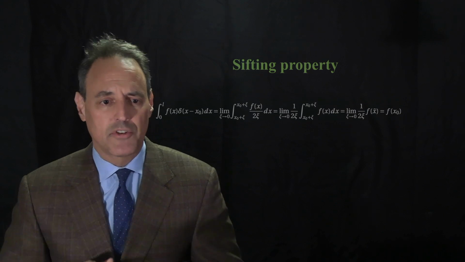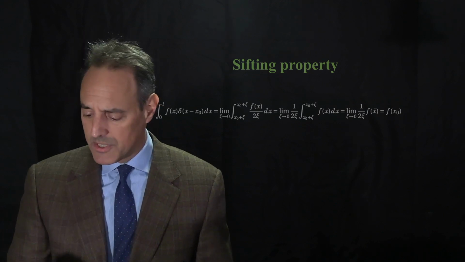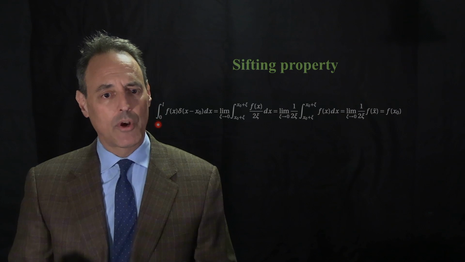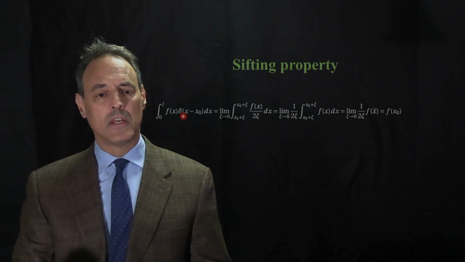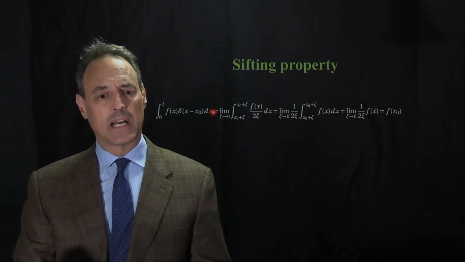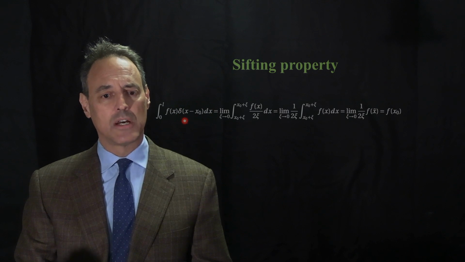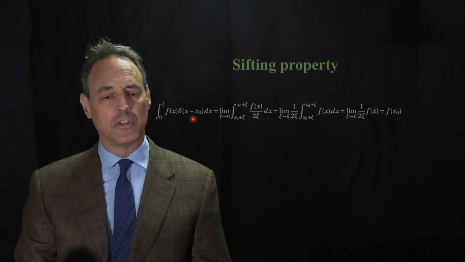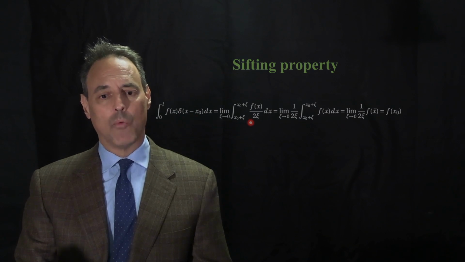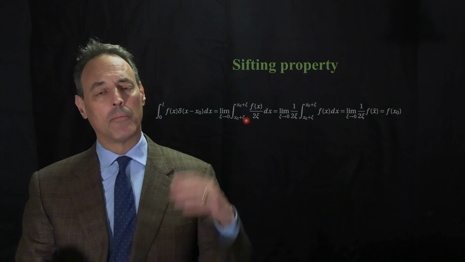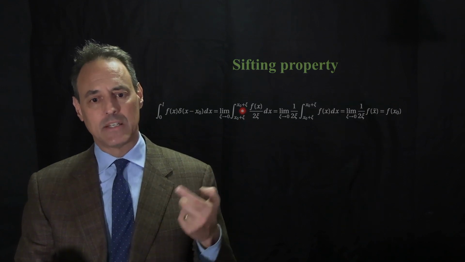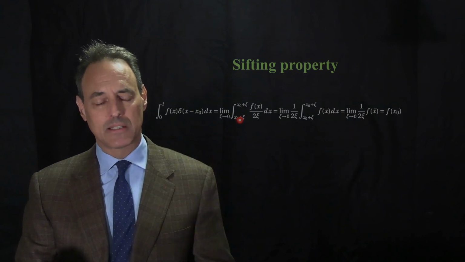And here's how the sifting property works. I'm going to take a function and integrate over some domain 0 to L, f of x, delta of x minus x naught, dx. Okay, so I'm going to hit this thing with the delta function. And I'm going to go ahead and take the definition of that delta function. The definition of that delta function is the limit as c goes to 0 of 1 over 2xc. And remember, this is 0 everywhere except for this small interval from x naught minus xc to x naught plus xc. So this should be a minus sign here.